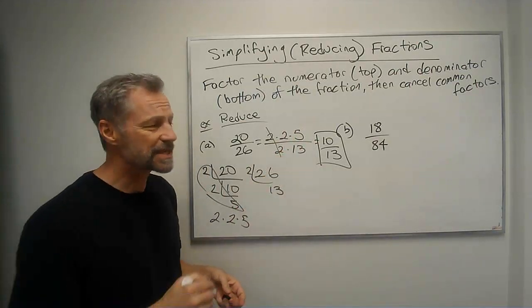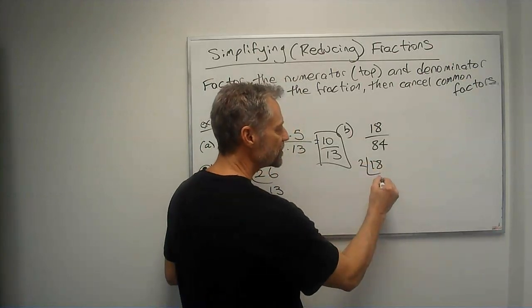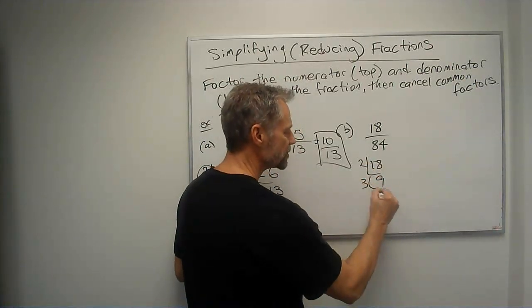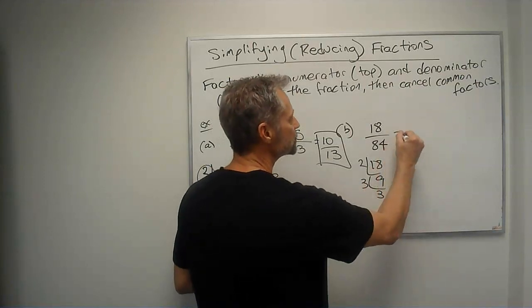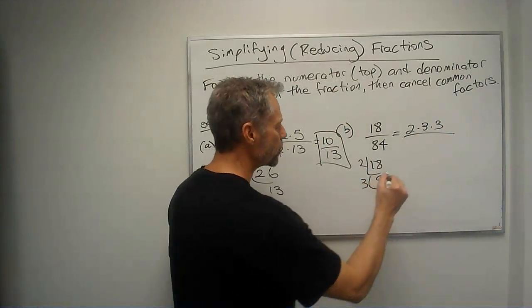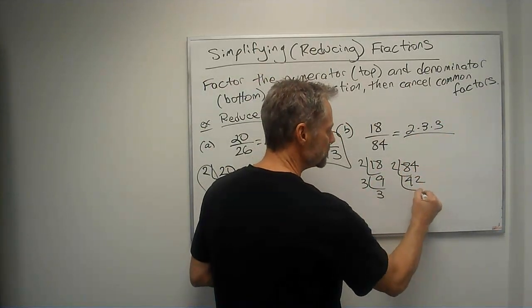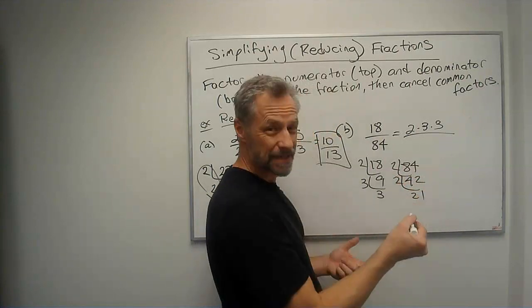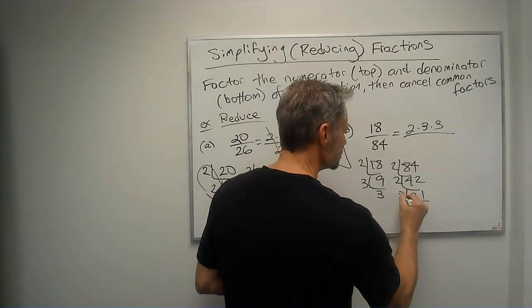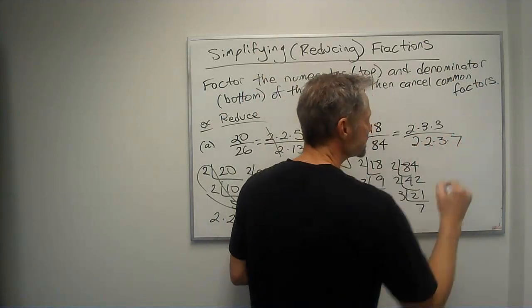Let's do the same thing with the 18 over 84. So let's start with 18. 2 goes in there 9 times, and then 3 goes in there 3 times. So it's 2 times 3 times 3. With the 84, it's even. 2 goes in there 42 times. 2 goes in there 21 times, 3 goes in there 7 times. So it's 2 times 2 times 3 times 7.